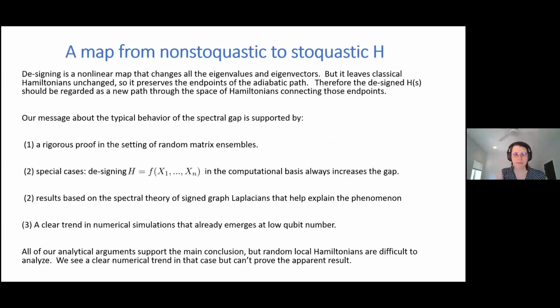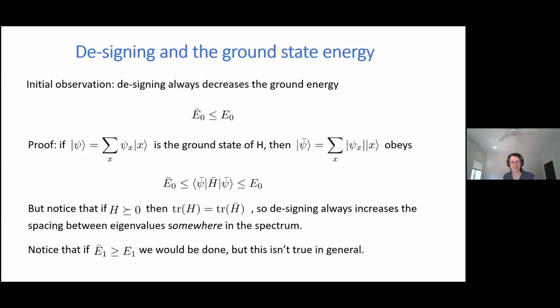Okay, all right. This slide is meant to explain what I was going to get to, so I'll just skip over this and start talking about some properties of this designing operation. The initial thing I want to point out is that designing always decreases the ground energy. I'm using a bar for the designed Hamiltonian. The original Hamiltonian has energy E0, and here's a quick variational argument that the designed Hamiltonian has a lower least eigenvalue. You just take your original wave function and expand it in the appropriate basis.